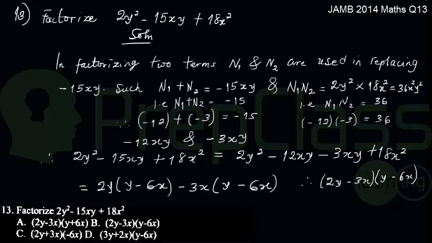Now scanning through the options to see if we have that in the options. Looking at option A, we have 2y minus 3x, that can be it. Now let's look at option B. Option B, we have 2y minus 3x into bracket y plus 6x. So after factorization, this corresponds with option B.